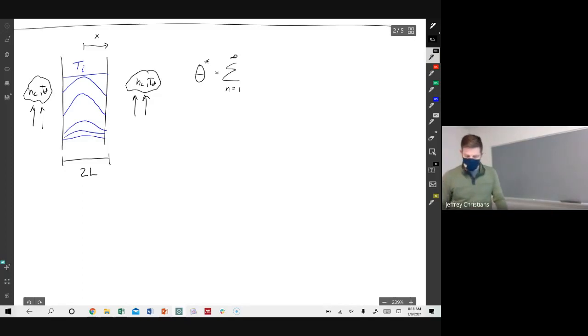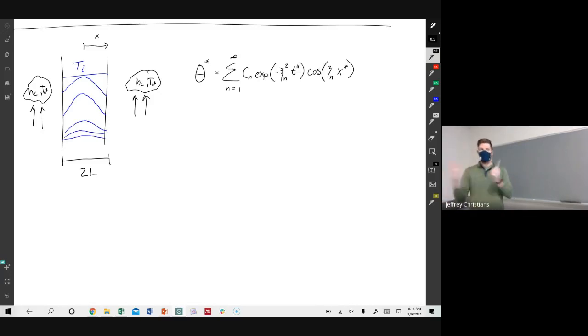It was an infinite sum that looked like this: T star, cosine sigma n x star, where we have these two separate parts. There's an exponential decay in time, and then this cosine term that dictates what's happening in position, how things are changing.